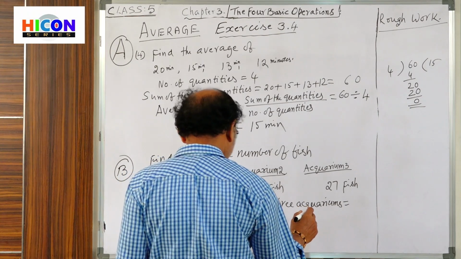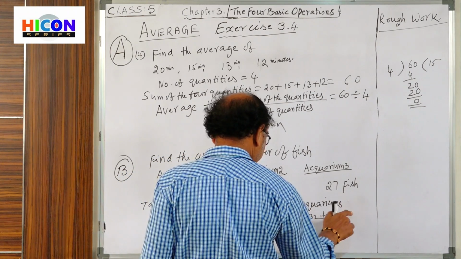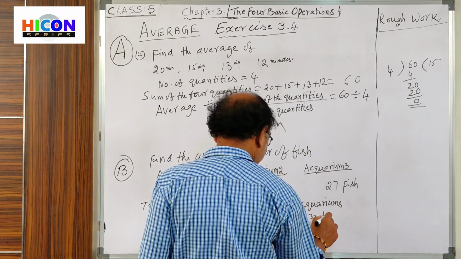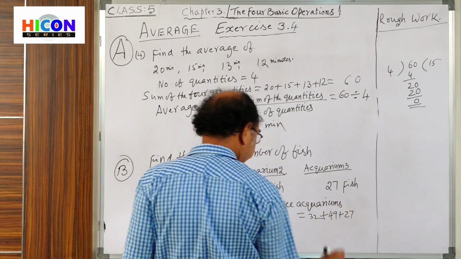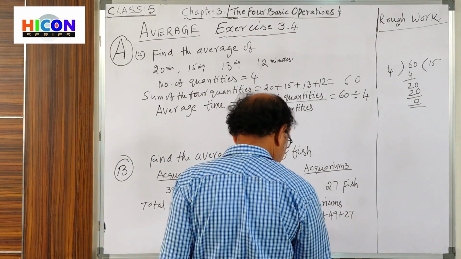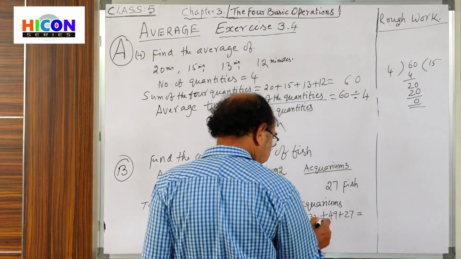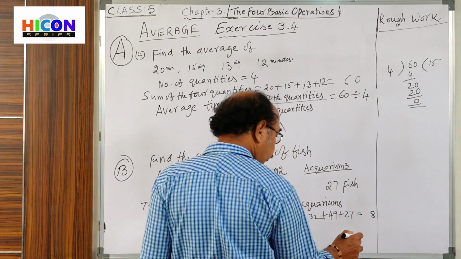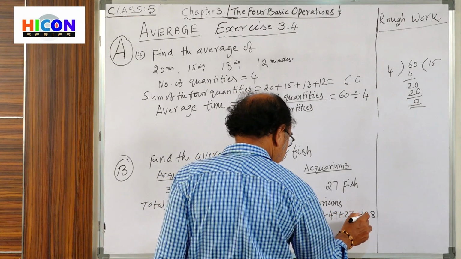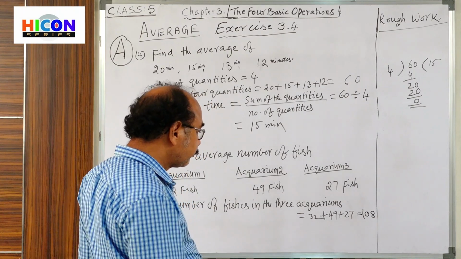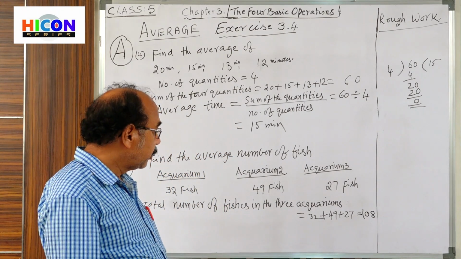Add 32 plus 49 plus 27. Add here. How? 9 plus 7, 16. 16 plus 2, 18. 8, 1 is there now. 1 plus 2, 3. 3 plus 4, 7. 7 plus 3, 10. So 108. 108 fish. Total number of fish in the 3 aquariums.